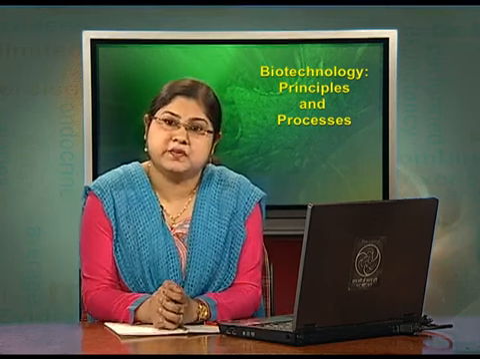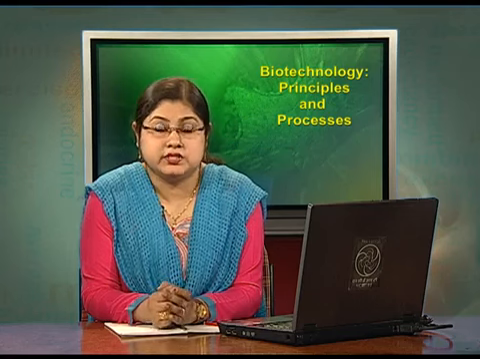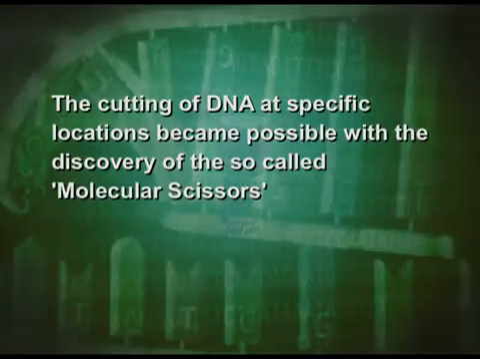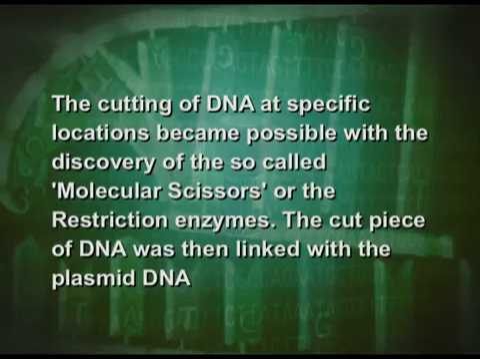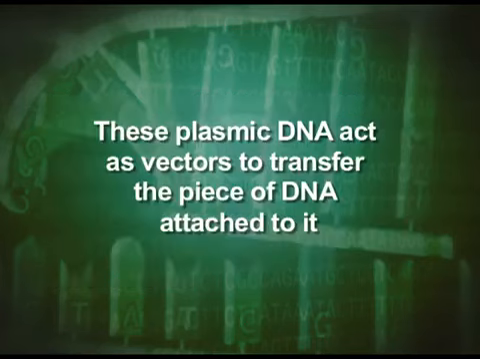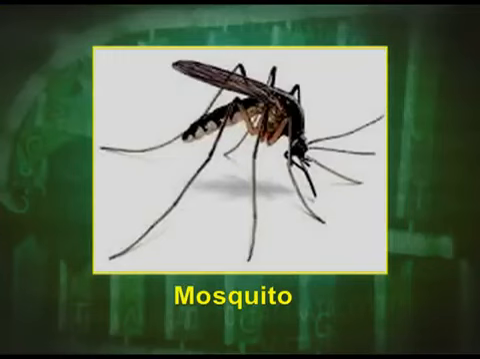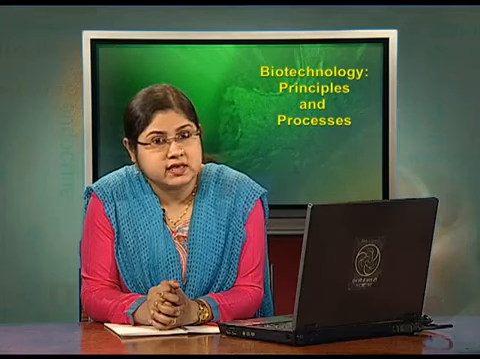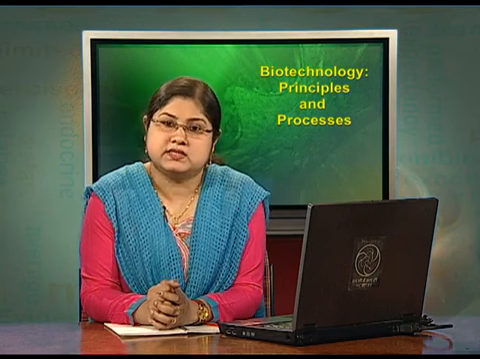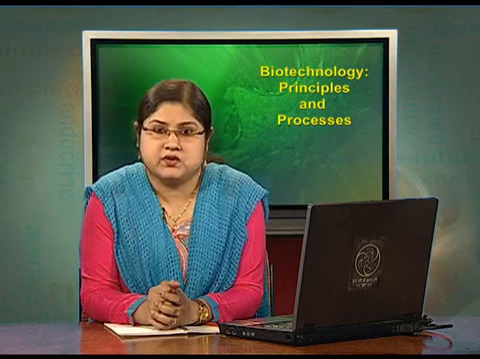The cutting of DNA at specific locations became possible with the discovery of the so-called molecular scissors or the restriction enzymes. The cut piece of DNA was then linked with the plasmid DNA. These plasmid DNA act as vectors to transfer the piece of DNA attached to it. Students, as you know, a mosquito acts as an insect vector to transfer the malaria parasite into the human body. In the same way, a plasmid can be used as a vector to deliver an alien piece of DNA into the host organism.